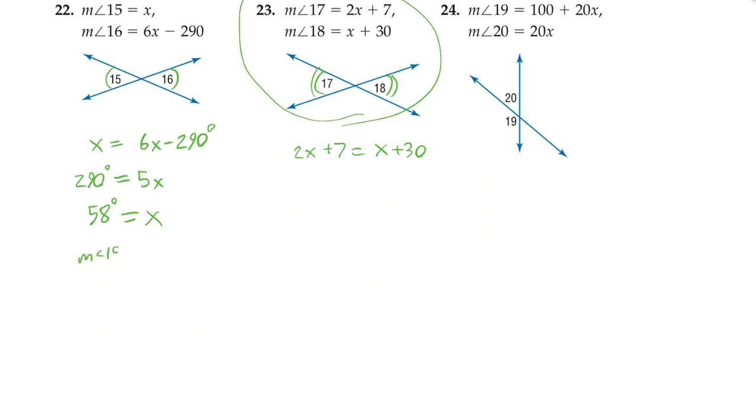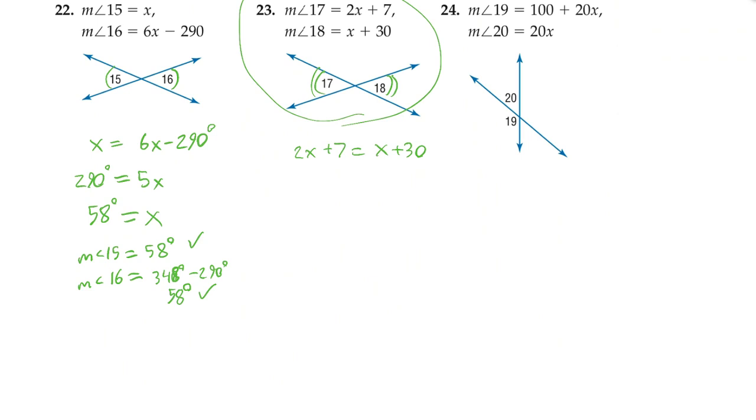And we're going to say the measure of angle 15 is 58 degrees. And the measure of angle 16 is equal to, we plug the 58 back in, 6 times that, that's 340 degrees, minus 290, so that's 50. Did I mess that up? Oh, 6 times 58 is 348 degrees, and we subtract, and so we end up getting 58 degrees. Whew, checked out, they were the same. Almost had an error there.